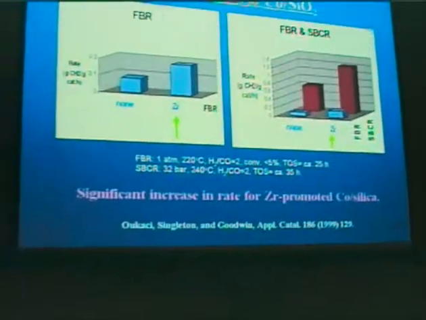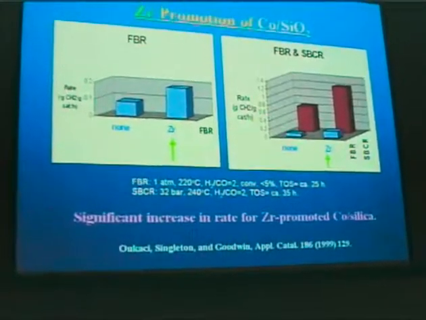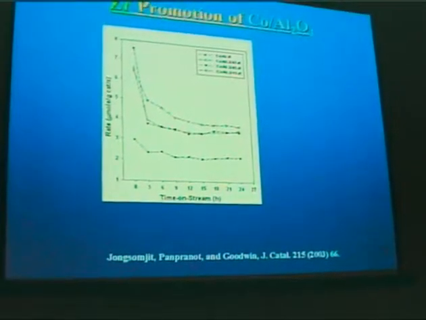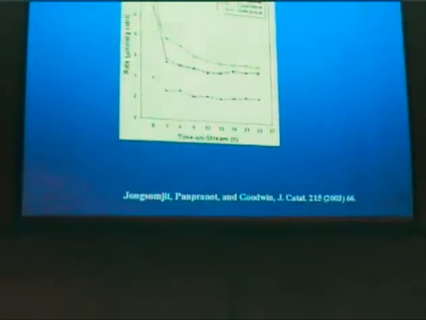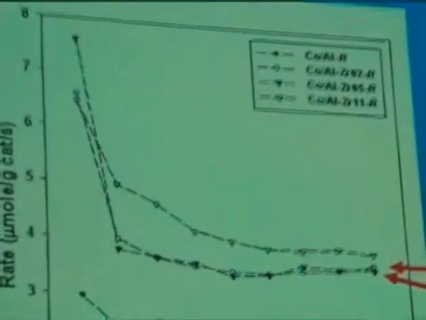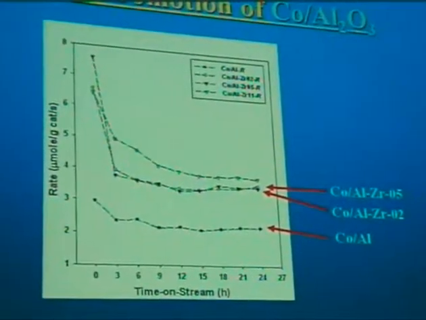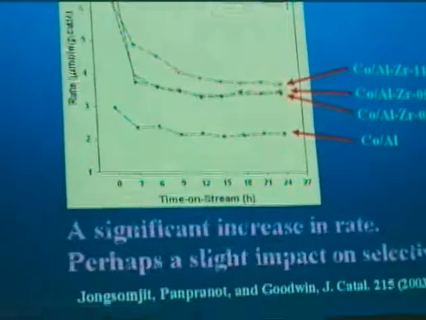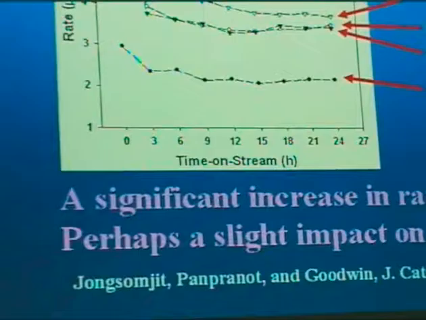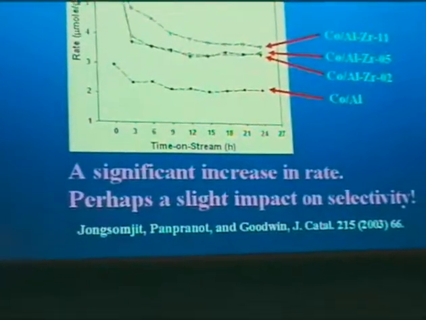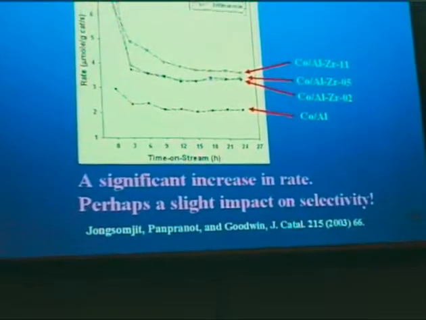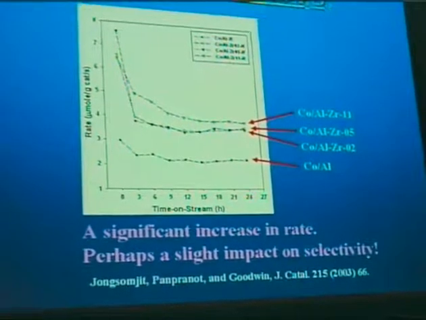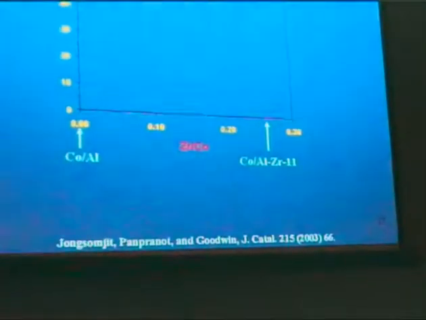So significant increase in rate for zirconia promoted cobalt on silica. Now, what about on alumina? I mean, does it just have no effect at all? And the answer is, as you add some zirconia to this, you also get a boost in rate, and perhaps a slight impact on selectivity. But the biggest effect is an increase in rate.